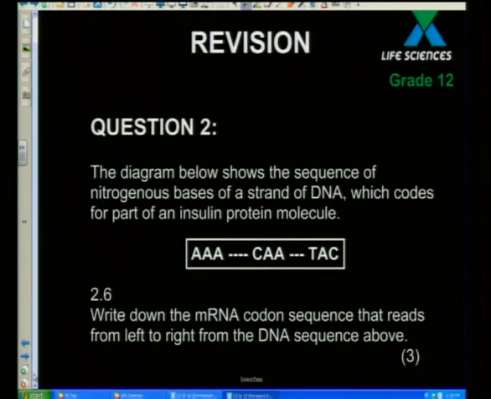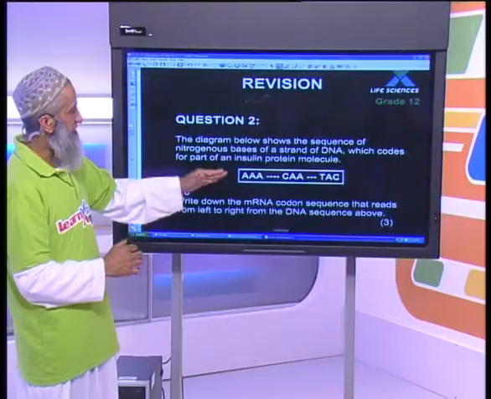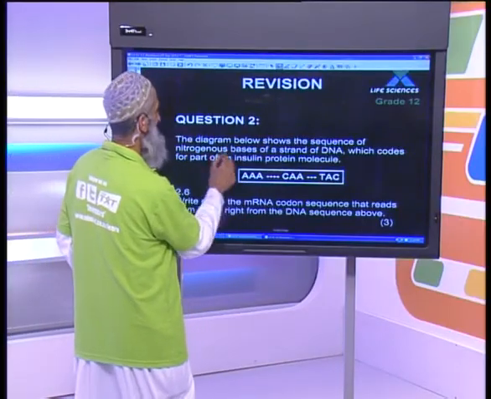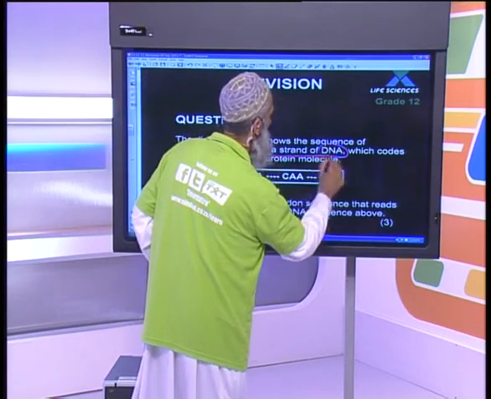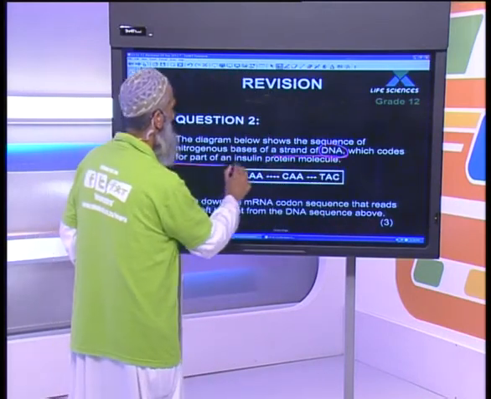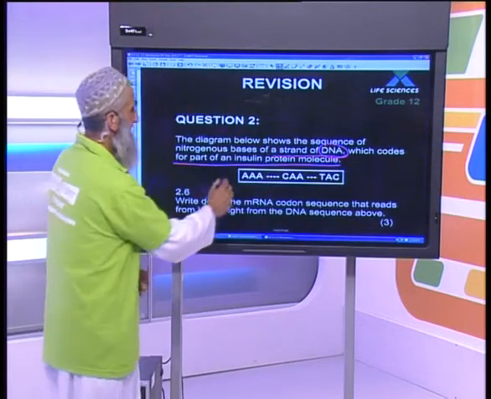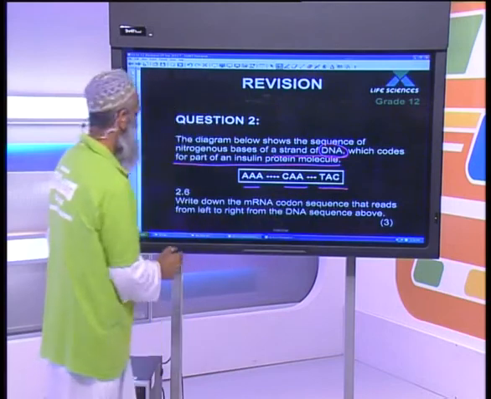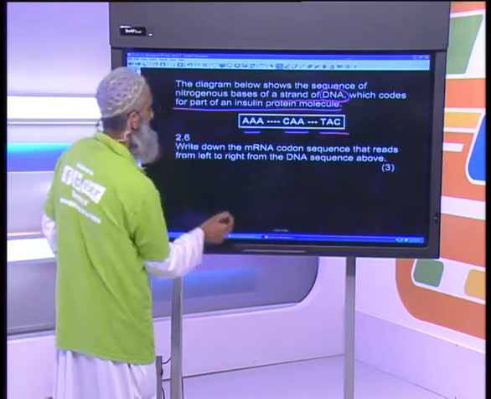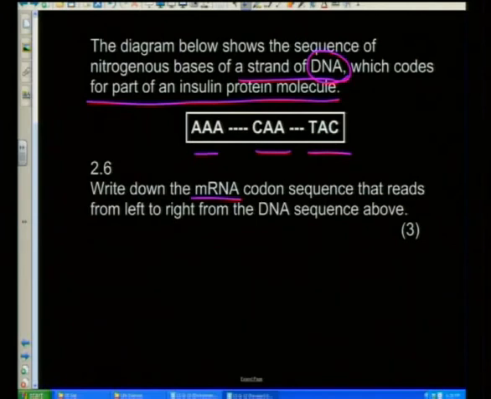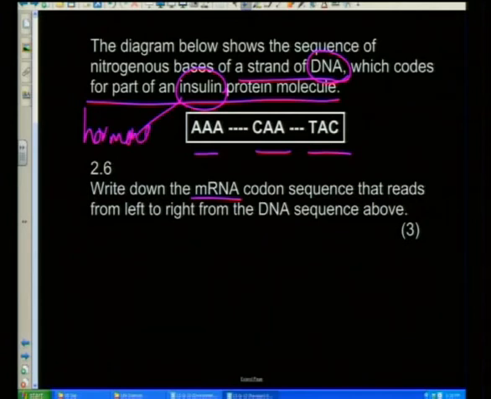The next question, so we've completed that one. And this type of question is linked to what we've just done. So we look at this question as well. The diagram below shows the sequence of nitrogenous bases of a strand of DNA. So they're telling you it's DNA, which codes for a part of an insulin protein molecule. AAA, CAA, TAC. They want to know from you, write down the messenger RNA. Insulin, by the way, is a hormone.